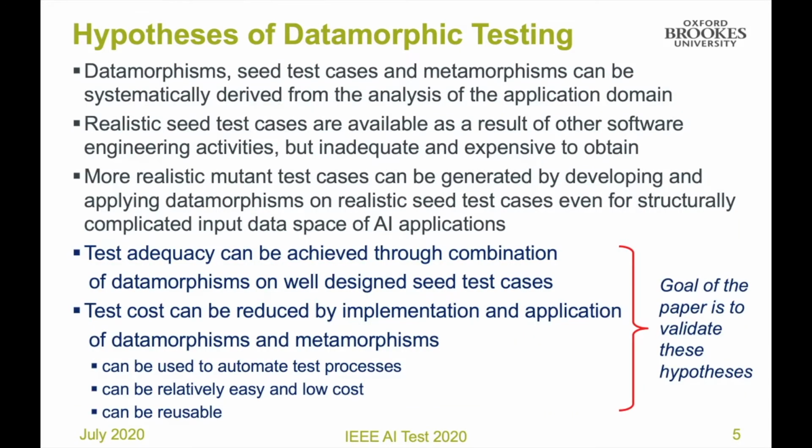So from this description of ideas, you can see we have a number of hypotheses underlying the datamorphic testing method. First of all, datamorphisms, seed test cases, and metamorphisms, we assume they can be systematically derived from the analysis of the application domain.